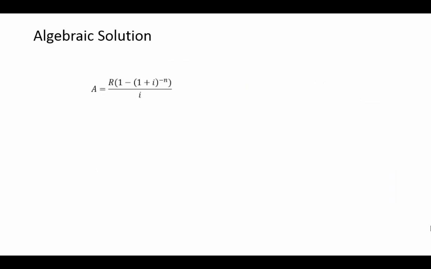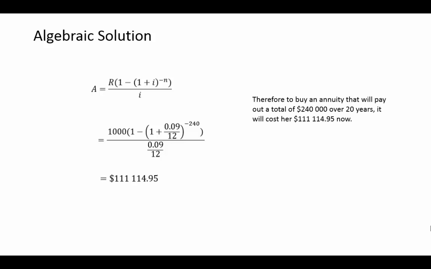So algebraically, we use our formula, we substitute in our values, and we end up with $111,114. Now note that she's getting a total of $240,000 over 20 years. Those regular payments will add up to $240,000, and yet she's only paying $111,114 for the annuity. The rest is the interest that she's earning on any remaining money in the account at any given time.